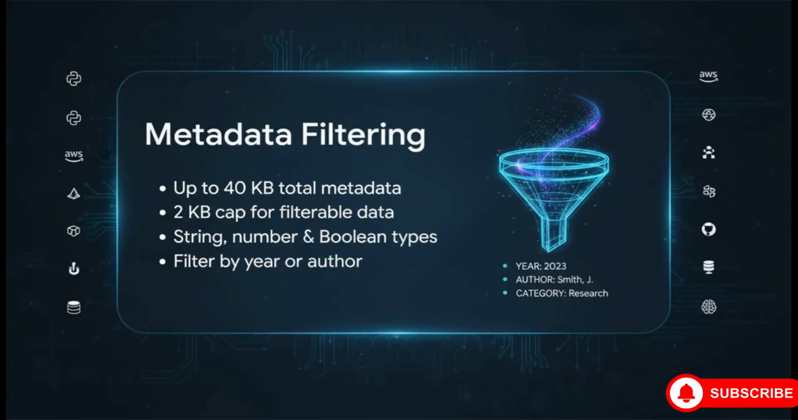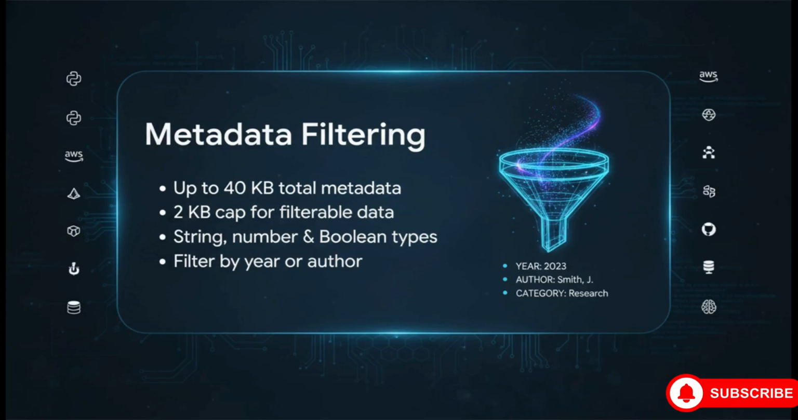But as we know, a vector search is only as good as its context, right? And that's exactly where metadata comes in. You can attach up to 40 kilobytes of metadata per vector, and within that, up to 2 kilobytes is dedicated specifically for filterable metadata. So why does this matter? Well, it supports string, number, and Boolean types, which lets you apply extremely precise filtering during your similarity searches.